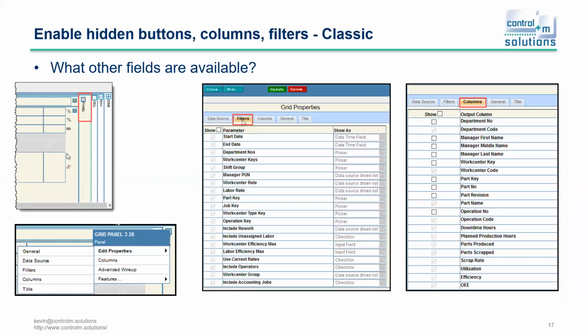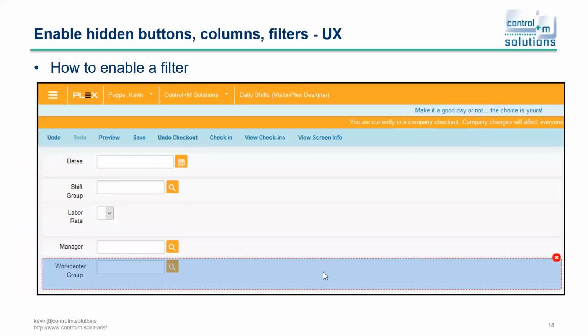When we click on the panel icon, there will be two tabs, one that shows additional filters and additional columns that we can enable. And to turn on a new filter or a new column, you simply check the box and press update. And then when you launch that screen in run mode, it will show that new field that you turned on.